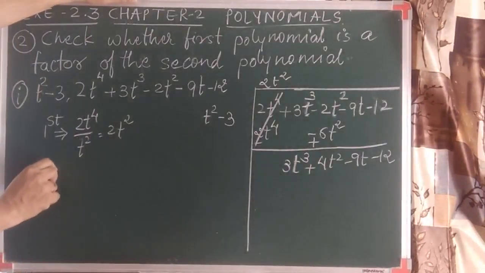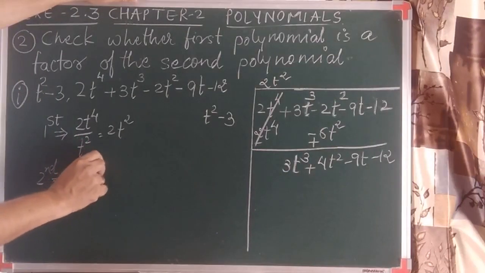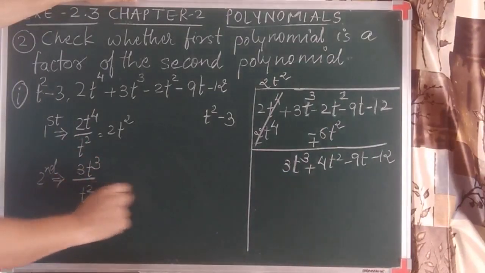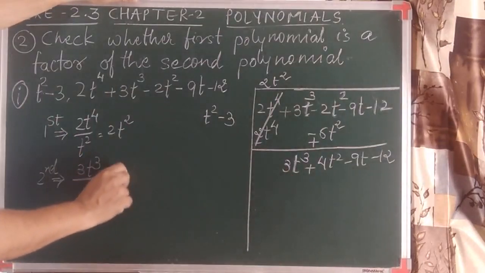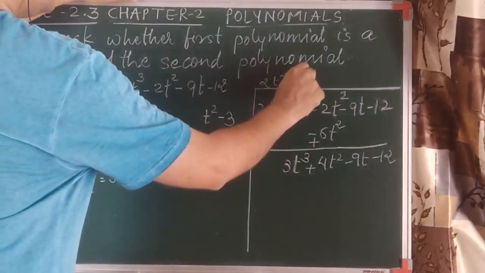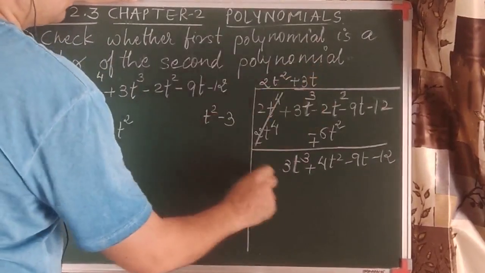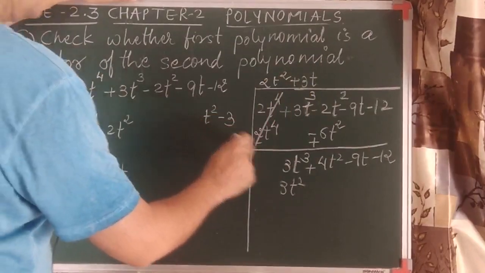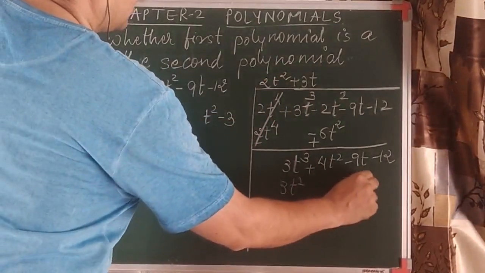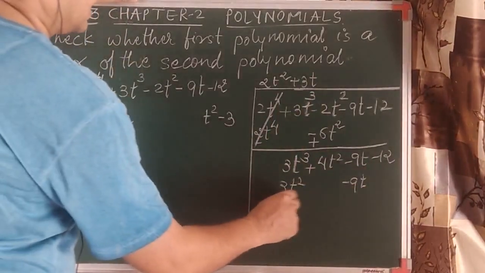Let's obtain the second term of the quotient. It is 3t cube divided by t square. First term of the dividend, first term of the divisor. So we obtain 3t, plus 3t. Now this should be multiplied with both the terms. 3t into t square is 3t square. 3 3s are 9, plus minus minus. As I told you previously also, it should be written below the like term. The sign has to be changed.